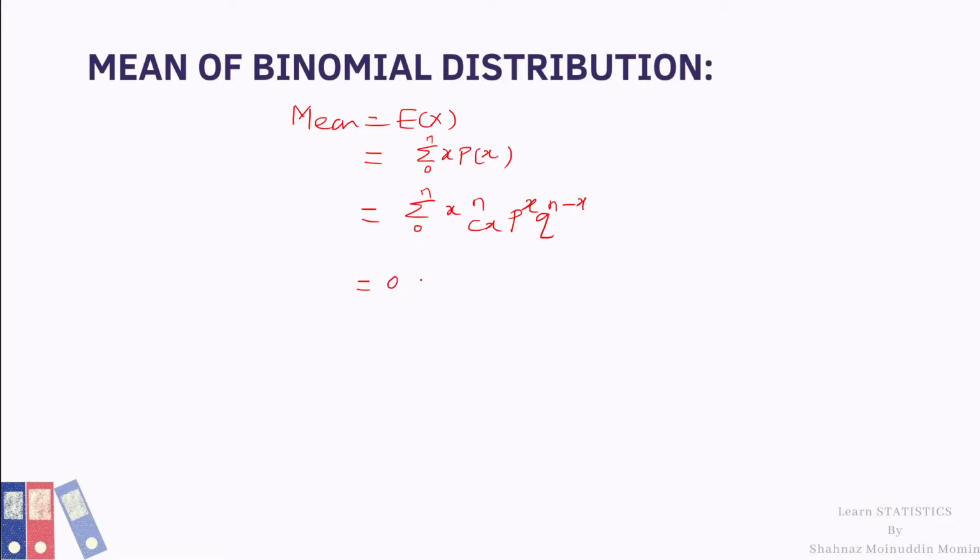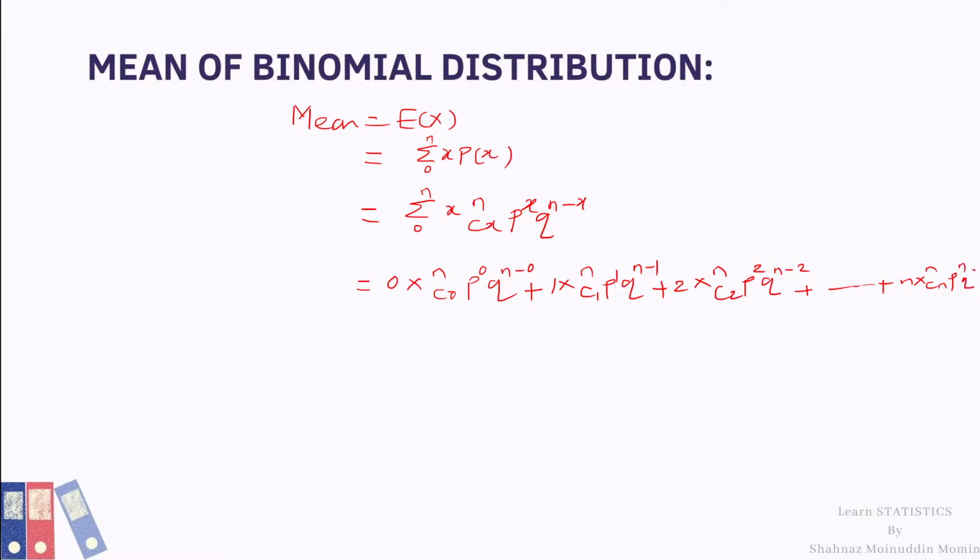Then we get the first value 0, so it is 0 into nC0 p raised to 0 q raised to n minus 0. Next value is 1 into nC1 p raised to 1 q raised to n minus 1. Similarly 2 into nC2 p square q raised to n minus 2, and the last term is n into nCn p raised to n q raised to 0.